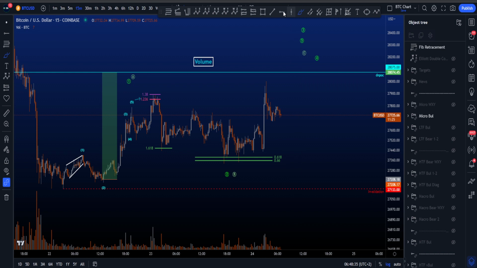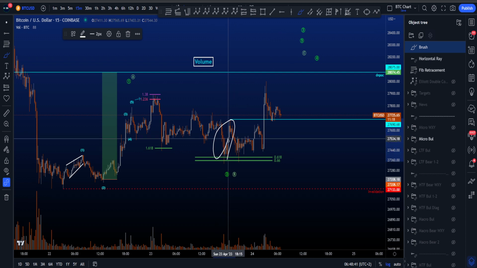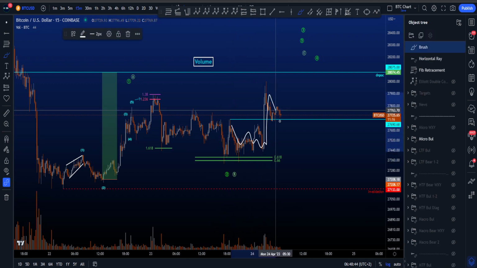But what we can see already is that over here, the price action of this potential wave 1 to the upside, followed by then a wave 2, 3, 4.